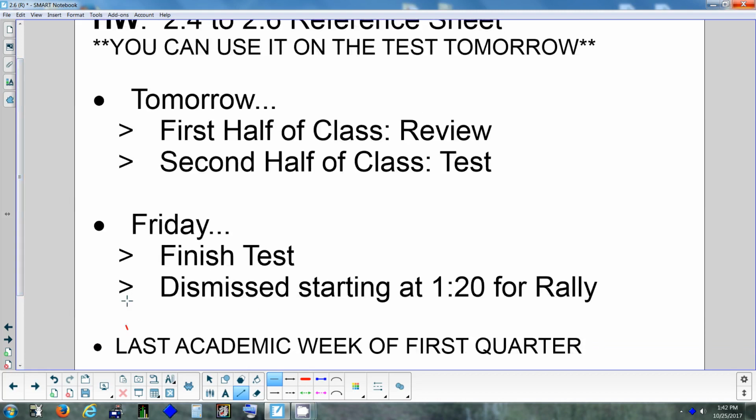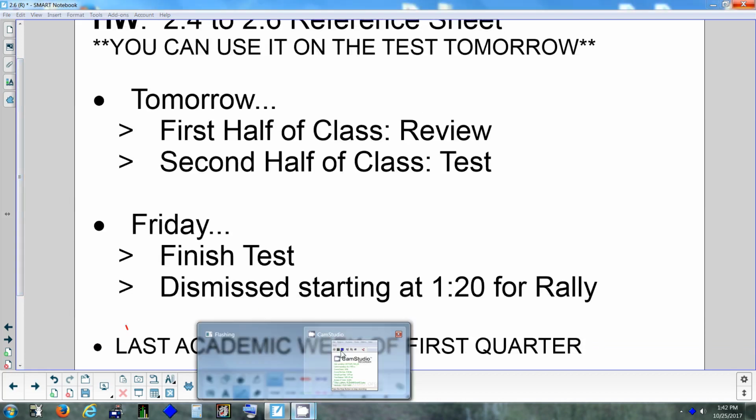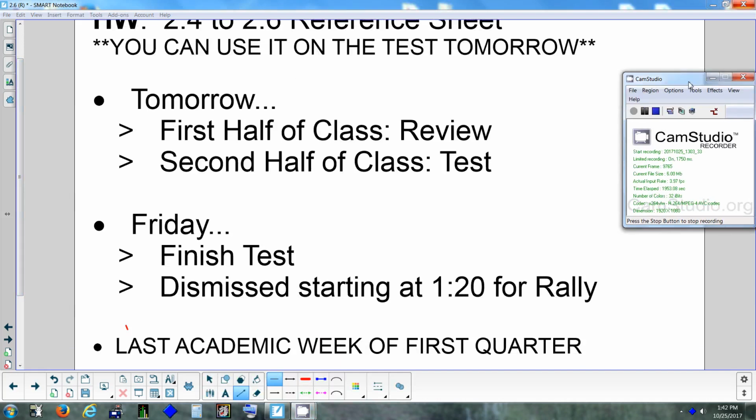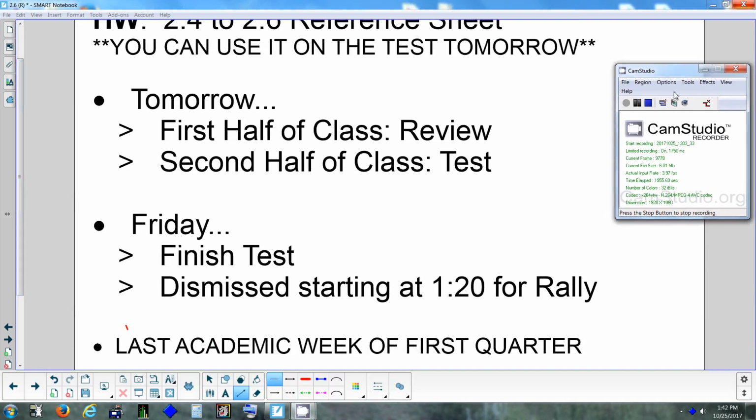Another very important thing. This is the last academic week of the quarter. Friday is your last academic day. So the homeworks and stuff we do this week will be the last ones in the book for the quarter. Same thing with the test on Friday. If your average isn't that good, you want to make sure you fill out the reference sheet and have it all ready for the test.